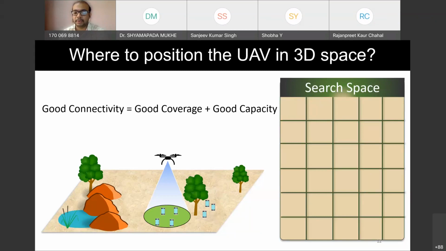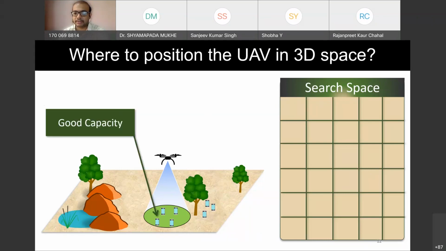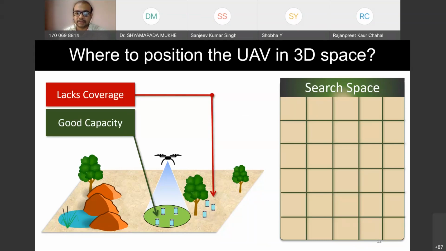Suppose you are here. As you can see very clearly, the coverage is not good. Some of the mobile phones on the right hand side are left out because of the position of the drone. So this is good capacity, but not good coverage. Overall the connectivity is not desirable. So this particular position of the drone is not a good candidate in your search space. You want to go to a location which optimizes all of them, at least to some maximum extent possible.